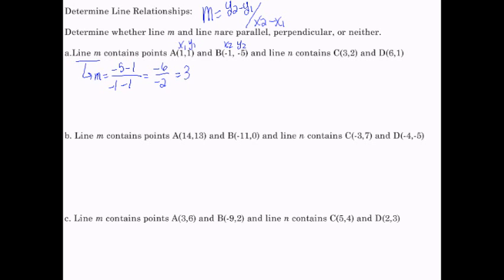And for line N, I can call this x1 and y1, and this x2 and y2. And I can find this slope, and I can say 1 minus 2 over 6 minus 3, and I get -1 over 3, so -1/3. So I have 3 and -1/3. So they're definitely opposite. One's positive and one's negative, and they're flipped. So these two lines are perpendicular. Does that make sense?